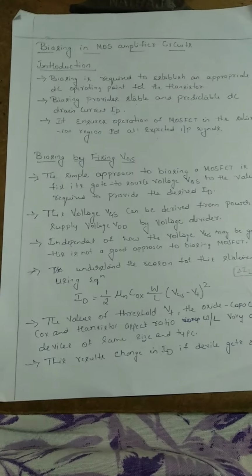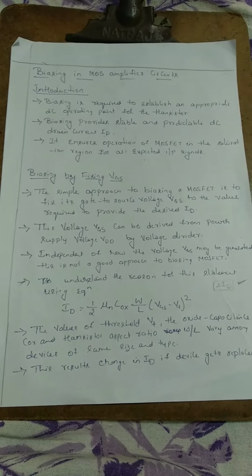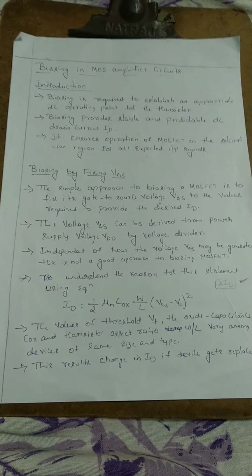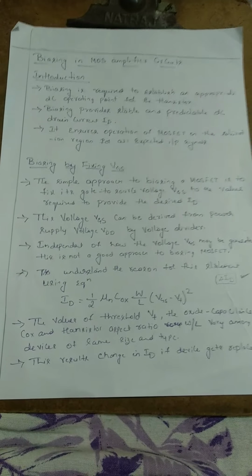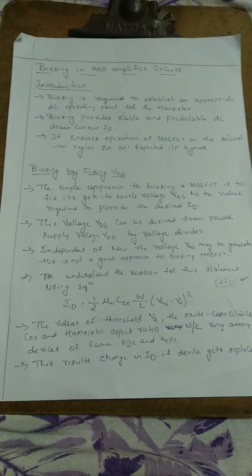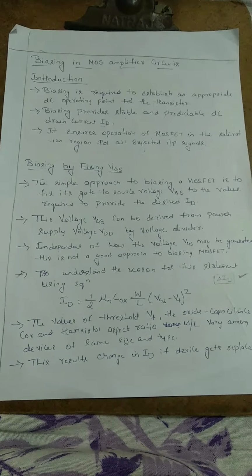Hello everyone. In this video, let us discuss biasing by fixing VGS in a MOS amplifier circuit. Firstly, why do we need biasing? We need a good biasing to establish an appropriate DC operating point for the transistor.